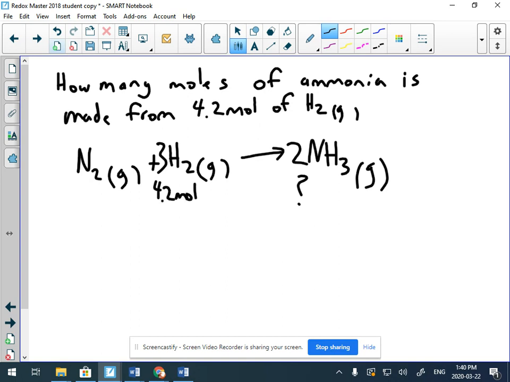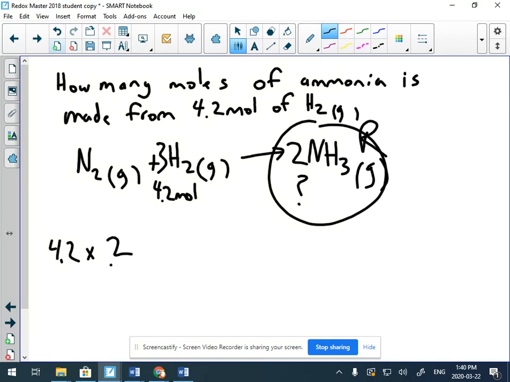4.2 mole. Okay, so using that formula, we're going to go 4.2 times the required over the given. The thing that we're trying to solve is always our required. So I'm going to put a 2 on top, and the thing that we've been given goes on the bottom, the coefficient. So we go 4.2 times 2 divided by 3. Now, if anybody's had me, you know I'm not great at mental math, so times 2 divided by 3, I get 2.8 mole.